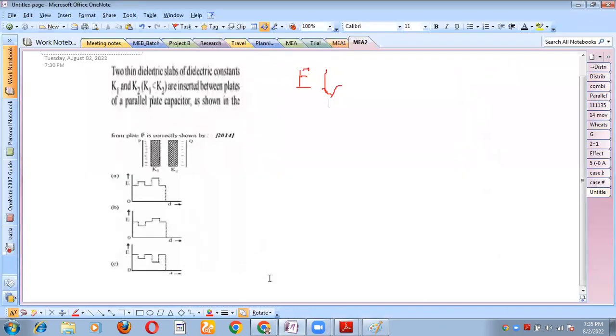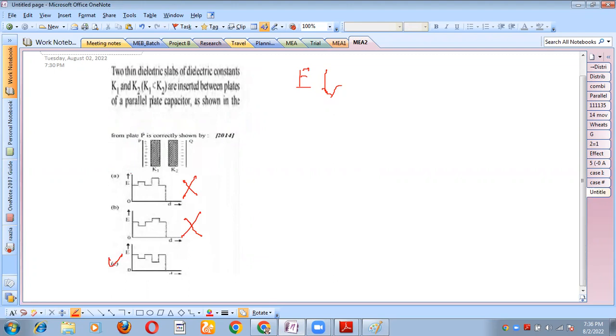Now go to options A, B, and C. If you insert a dielectric, the electric field must decrease, so it cannot increase. Option A cannot be true, since here the electric field increases. Now you can directly answer the question by removing options. If there is an increase, you should remove it. Here also the electric field increases, so it is also not possible. So the correct answer should be C.